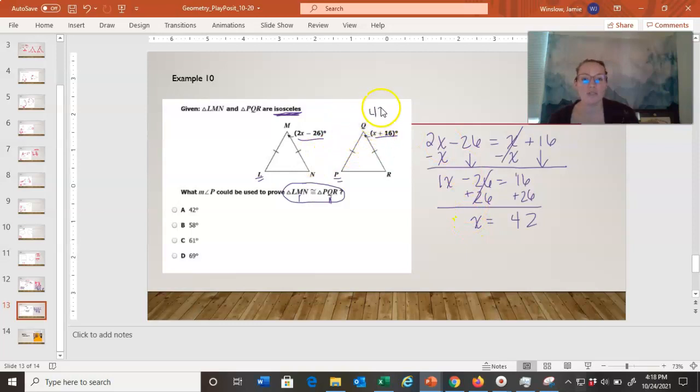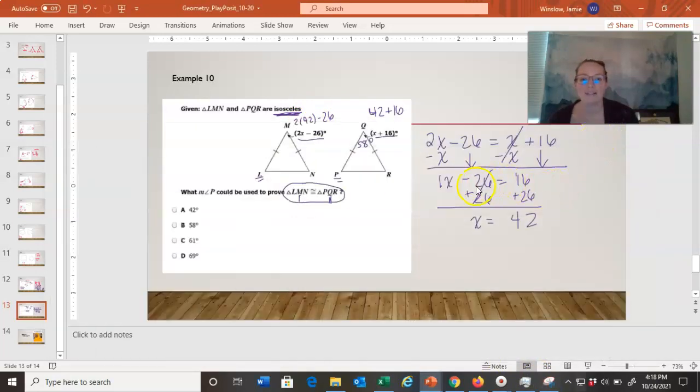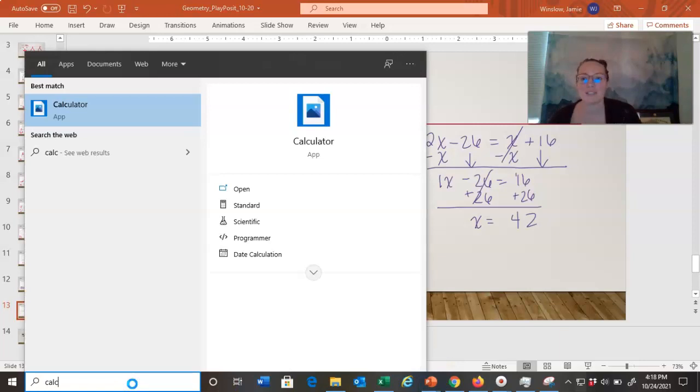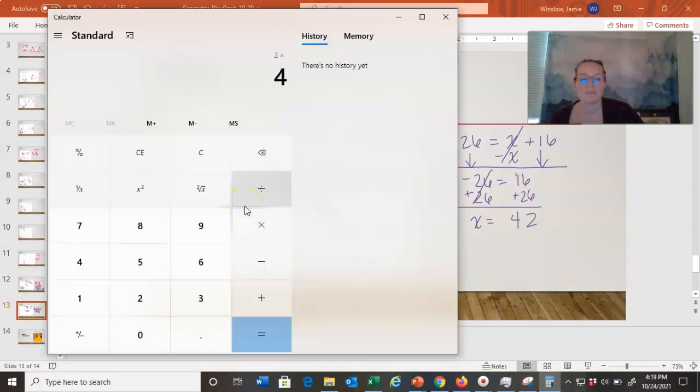So 42 plus 16, that's 58 degrees. And 2 times 42 minus 26. Let's get a calculator. 2 times 42. Where'd my calculator go? Did I close it? I must have closed it. 2 times 42 minus 26.